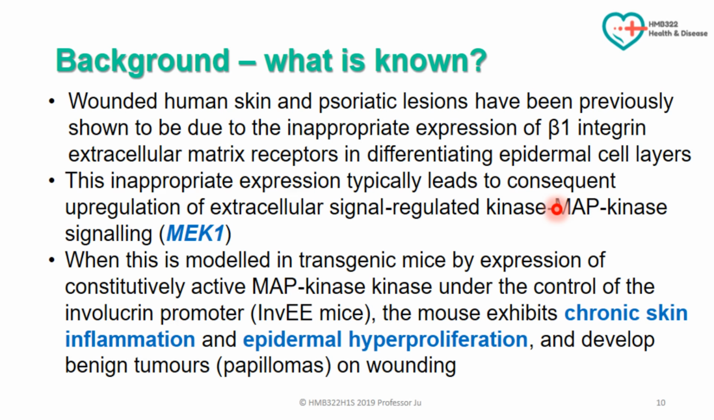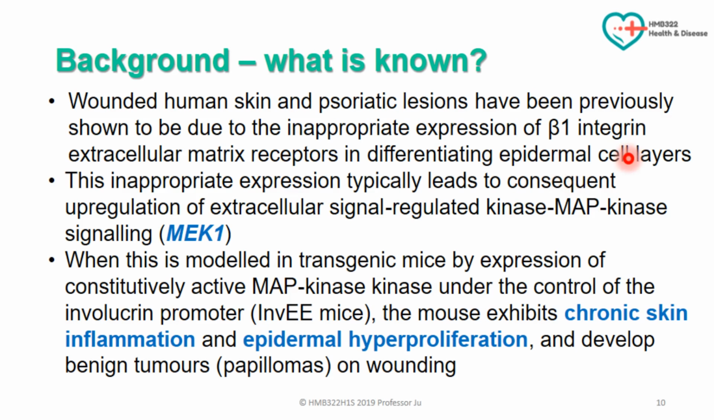Any other questions? Okay, so I need you now to focus back on the mechanisms by which this type of transition from wounded skin to cancer might actually occur. If you look at wounded human skin, or psoriasis of the skin or psoriatic lesions, where you have patches of your skin that get dry and flaky, for example, that would be a simple form of psoriasis. These types of lesions have been shown to be associated with an inappropriate expression of one of the molecules known as beta-1 integrin.